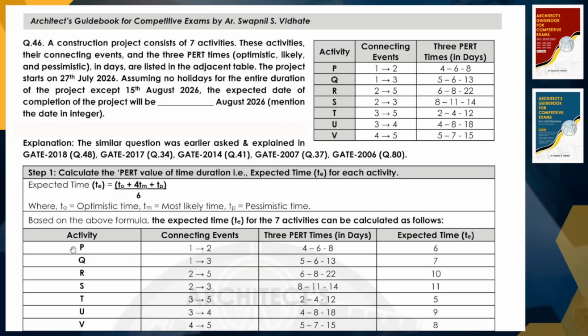Similarly, for Q, it will be 7. For R, it will be 10. For S, it will be 11. For T, it will be 5. For U, it will be 9. And for V, it will be 8 days.